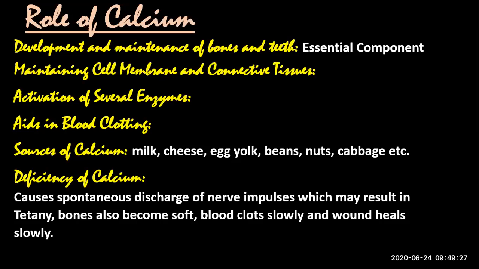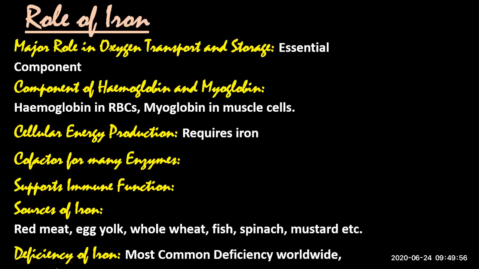So this is what happens because of deficiency of calcium, and your bones also become soft. Your blood is going to clot slowly. The wound healing is going to be affected. When the clot is not formed properly or formed slowly, your wound is also going to heal slowly. So these are the negative aspects of calcium deficiency. Let's look at the next slide. Role of iron.